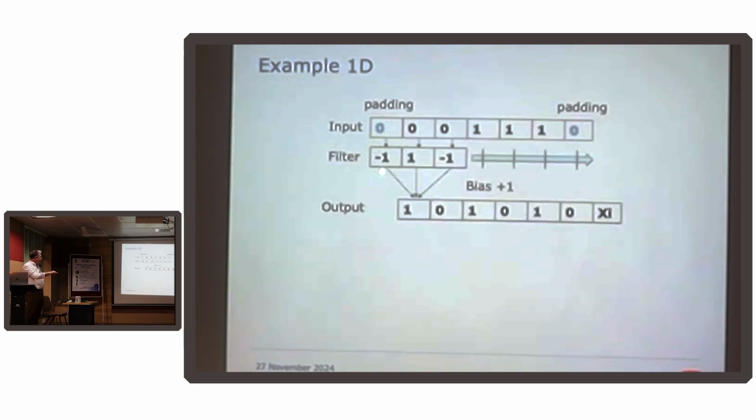So 0 times -1 is 0. 0 times 1 is 0. 0 times -1 is 0. Plus a bias of +1 makes 1. Okay? We move along one. 0 times -1 is 0. 0 times 1 is 0. 1 times -1 is -1. We add a bias of +1. We get 0. So it's like going along, processing as it goes along. And so the output of this, effectively, is this encoded array, which is the input applied to the matrix.